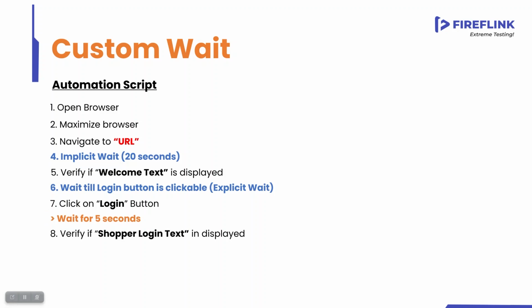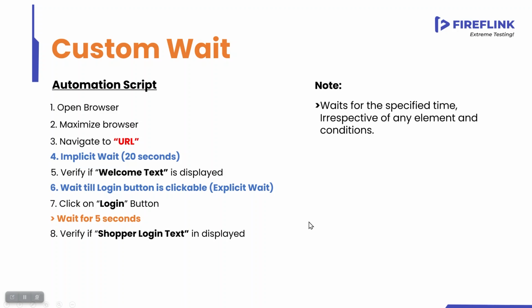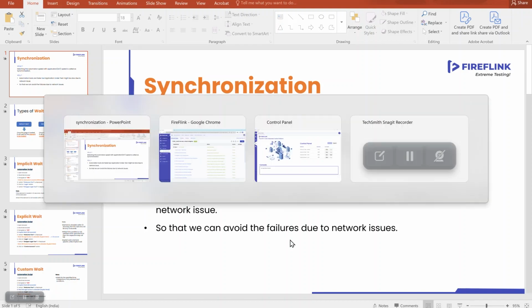So I will not check any condition, I will not check any element. I just want to wait for 5 seconds. Then I will be using this custom wait, and custom wait will wait for a particular time. That's it. It doesn't care whether the element is loaded, whether the condition is satisfied, or whether the application is loaded. It will wait for 5 seconds. That is custom wait. So these are the different wait statements that we have in the FireFlink platform.